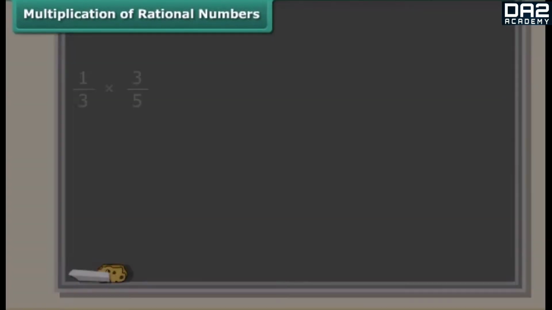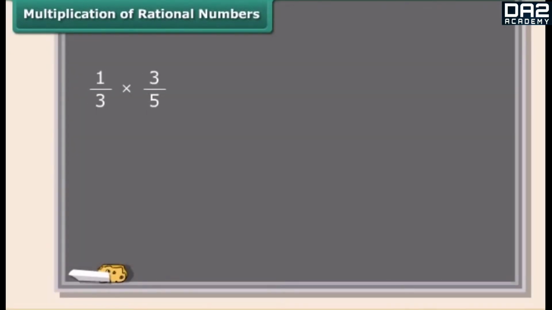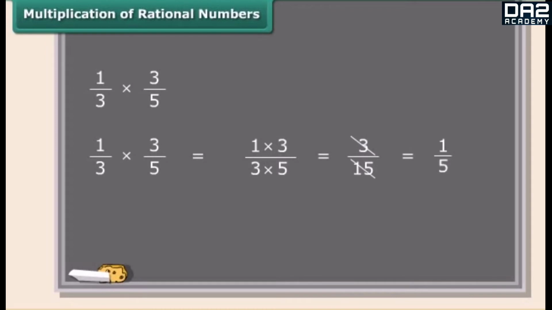We will multiply 1 by 3 and 3 by 5. First of all, we will multiply the numerators. Now we will multiply the denominators. Now this fraction can be further simplified to 1 by 5.